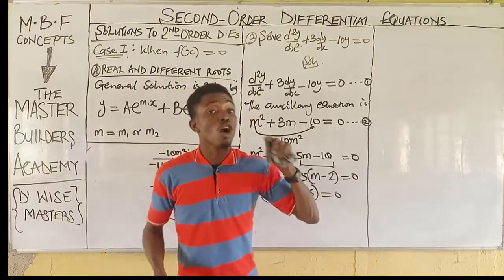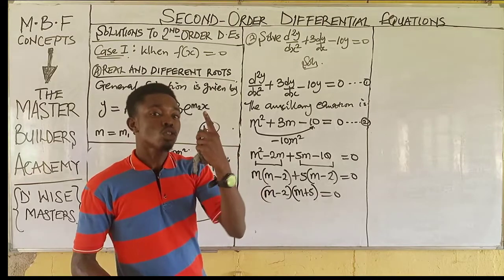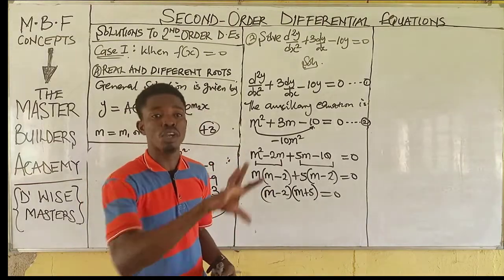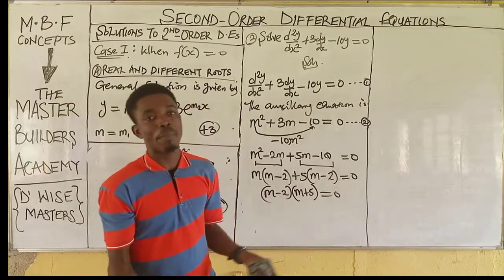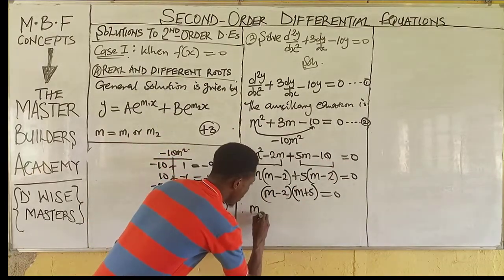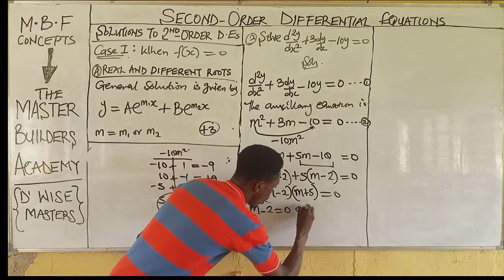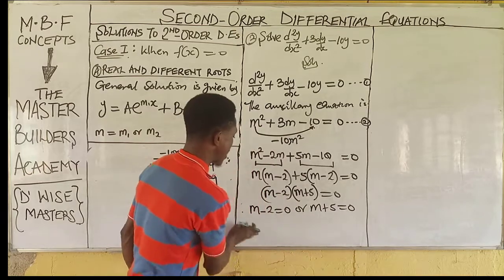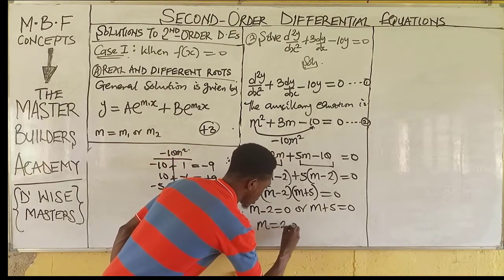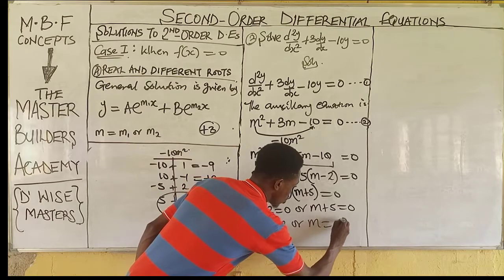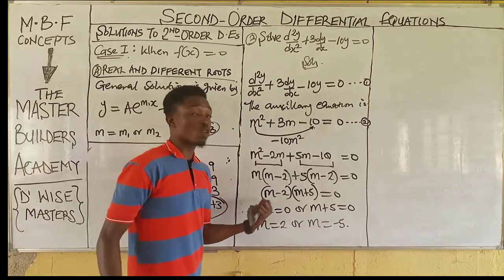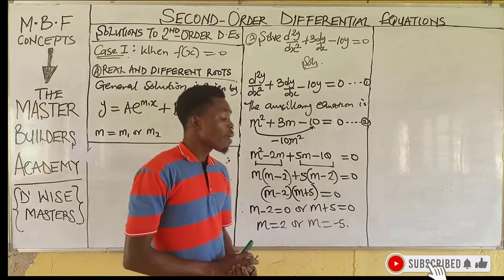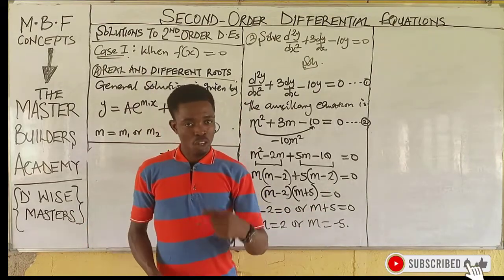Now for the product of two, this is another theory. For the product of two functions to be 0, one of the functions must be 0. But we do not know whether it's the first or the second. So we also use the law of probability. Either the first bracket is equal to 0 or the second bracket is equal to 0. So we therefore have that m is equal to positive 2 or m is equal to negative 5. When minus 2 crosses from left to right, it becomes plus 2. And when plus 5 crosses from left to right, it becomes minus 5.